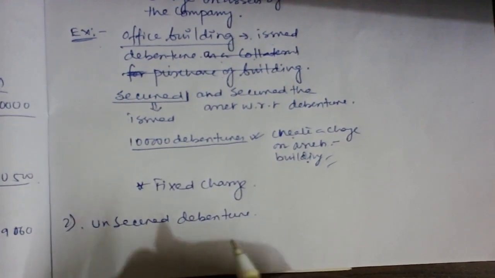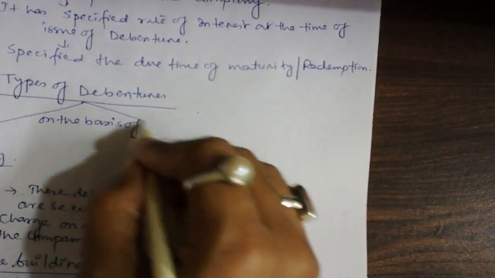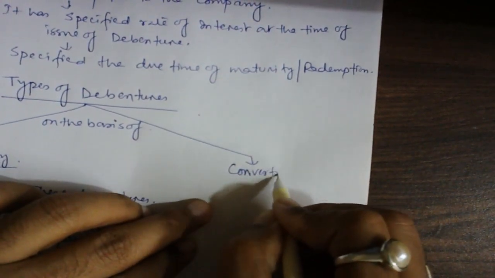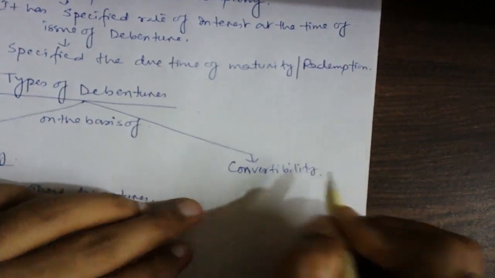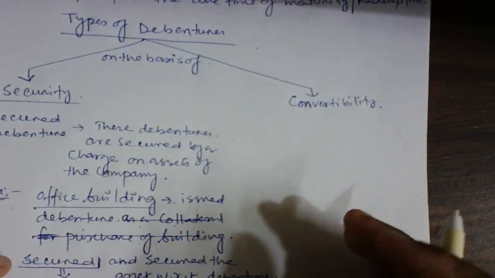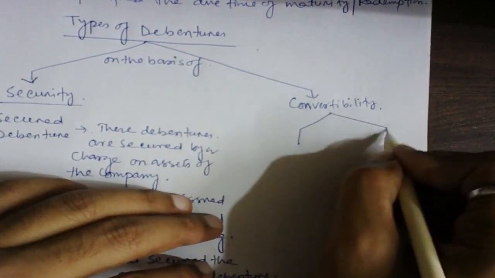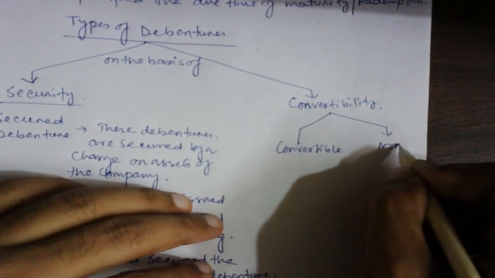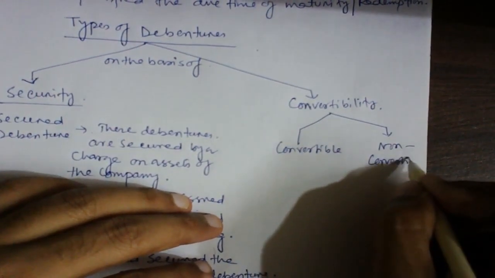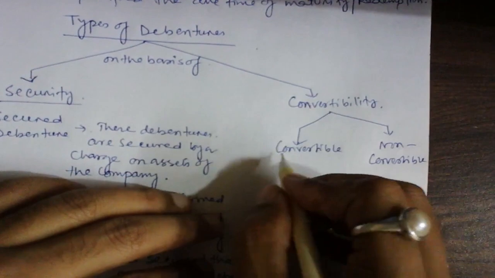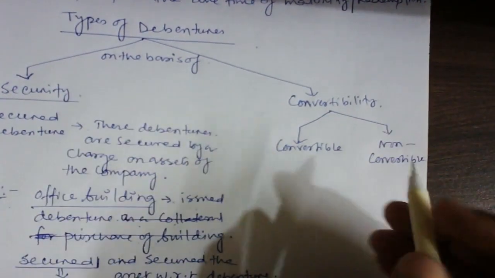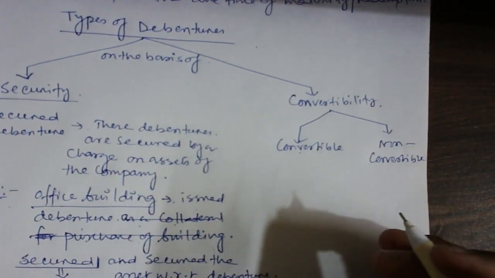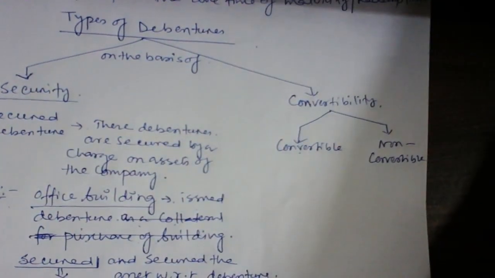And in the second one, we have discussed convertibility. What does it mean? It means with respect to changing its nature. So there are mainly two parts: one is convertible and another is non-convertible. We have already discussed this. That which can be converted into equity shares is called the convertible debenture, and those which are not converted into equity shares are called the non-convertible debentures.